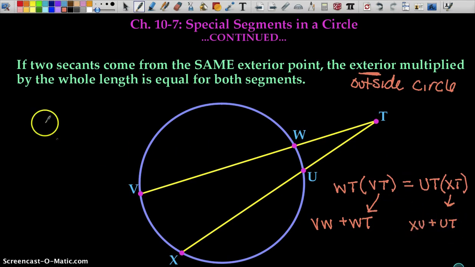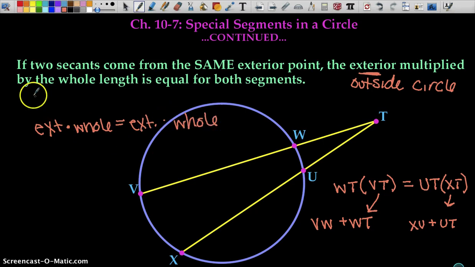Okay, so what you need to remember is it's exterior times whole equals exterior times whole. Okay, so this is for secant 1, and this is for secant 2. Okay? So I promise that we'll have a lot of practice with this because I know that it's a lot.